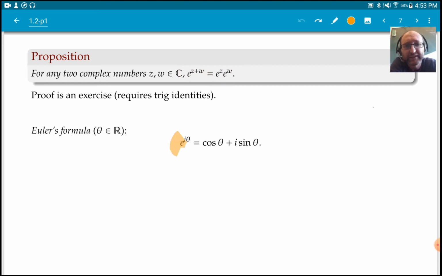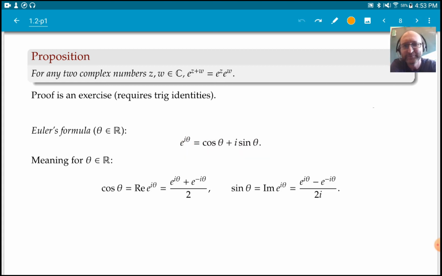Now, I said a little bit more about this e to the i theta. This is called Euler's formula. Again, it could be something that you prove, or something that's, well, at this point, we defined it, so it's not something that you prove.